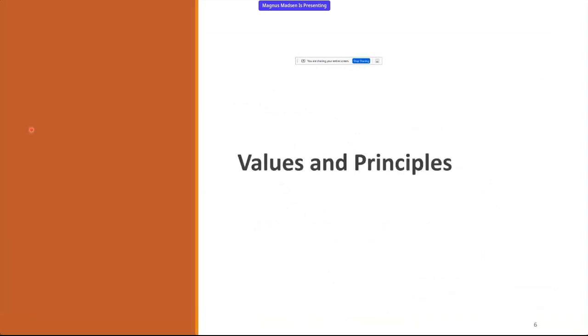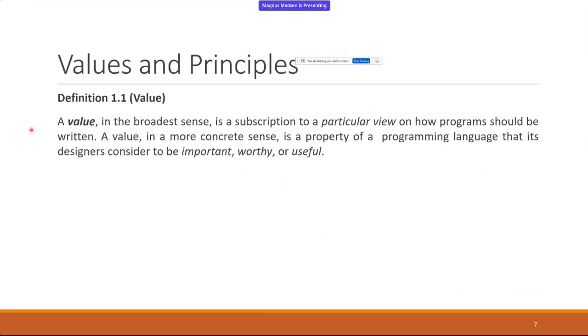This is where the Flix values and design principles come into play. I've tried to define what I mean by value, and I'll just read it here. A value in the broadest sense is a subscription to a particular view on how programs should be written. A value in a more concrete sense is a property of a programming language that its designers consider to be important, worthy, or useful. So a value is kind of a nebulous thing. It's just a view on how programming should be done. You could say it's aspirational. The Flix values are things we aspire to have.